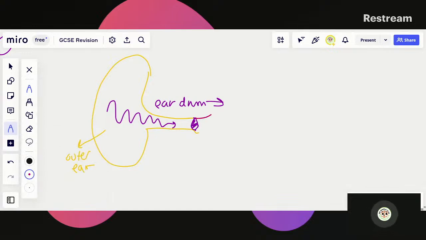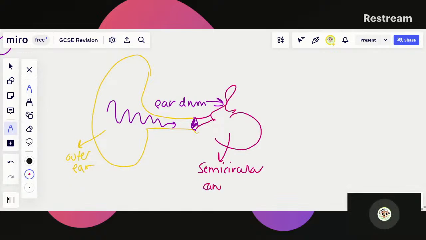It then causes an oscillation, and you see that there's different parts of the ear. The main part, let's call that the semicircular canals. So you've got the movement of sound going from the outer ear to the eardrum to the semicircular canals, and then this sends messages to the auditory nerve and to the brain.